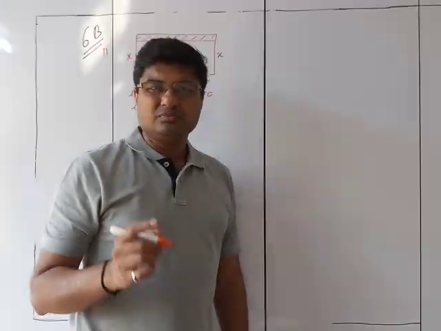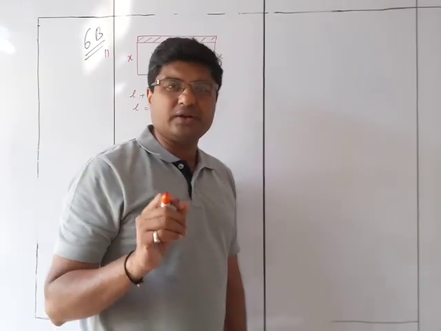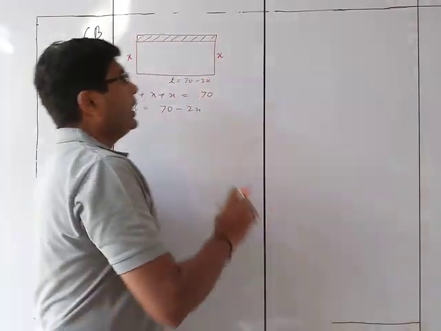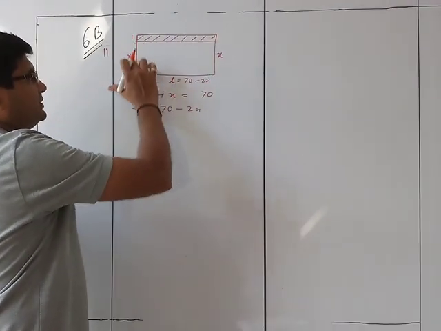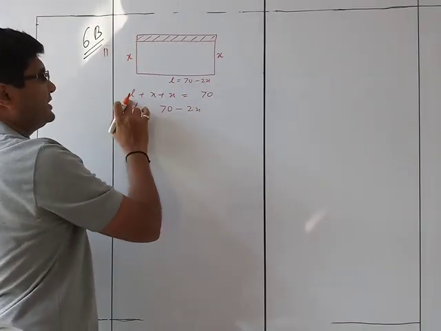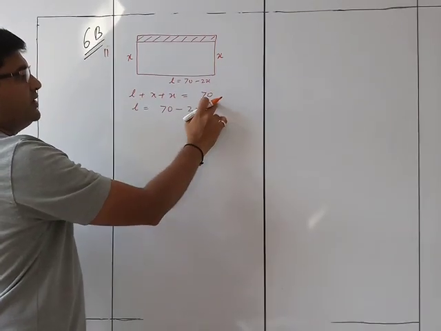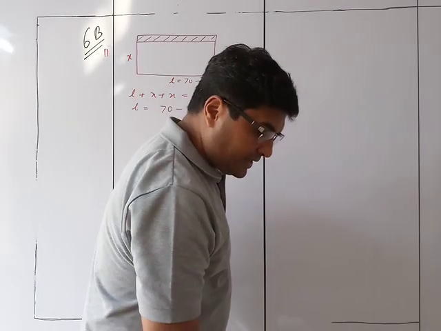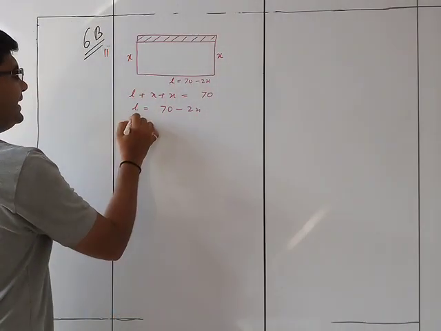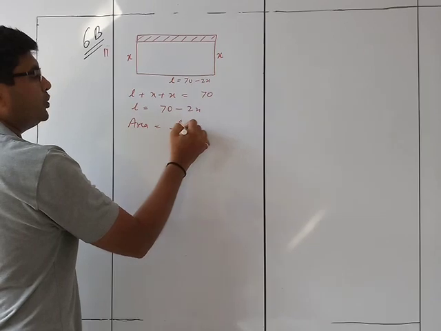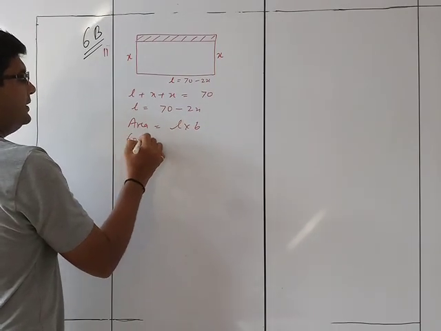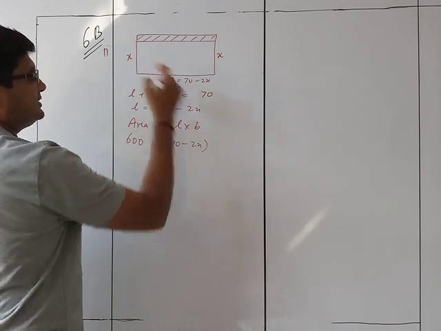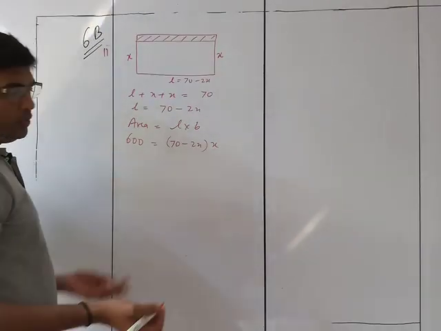Understood? Very easy. You just have to think about one small thing, and that is how to take that 70. So the 70 is from this side, and this side. So this length plus 2x is equal to 70, so length is equal to 70 minus 2x. Now it's given to me that the area is 600. So area is equal to length into breadth. So 600 is equal to length, 70 minus 2x, into breadth. And what is the breadth? Breadth is just x. You got the equation?